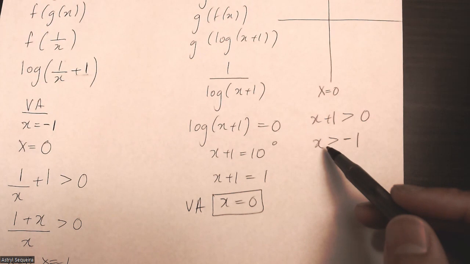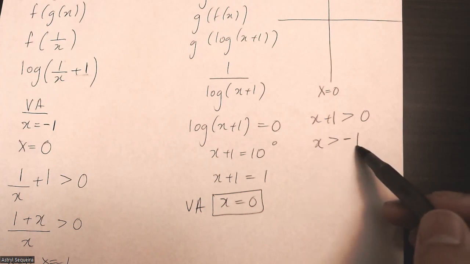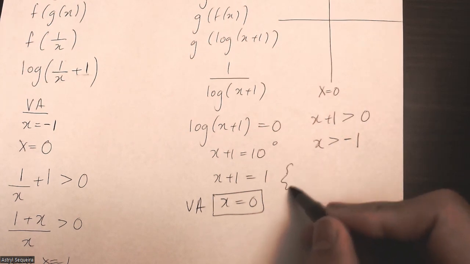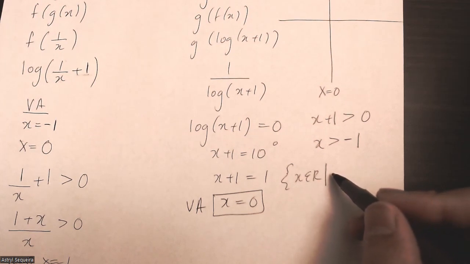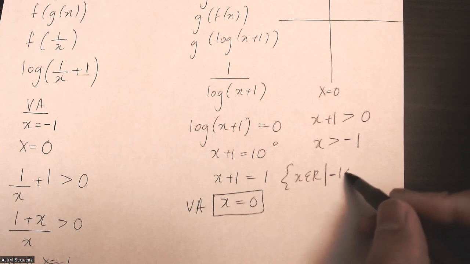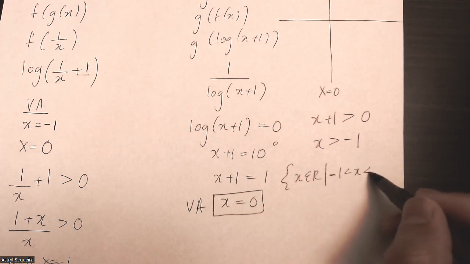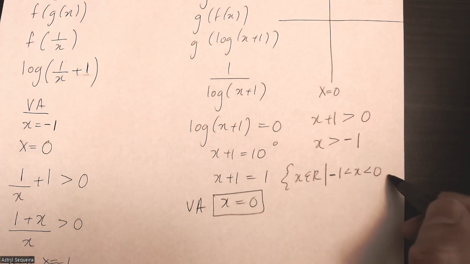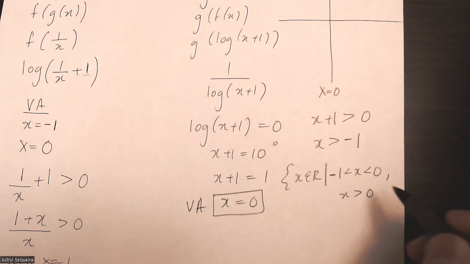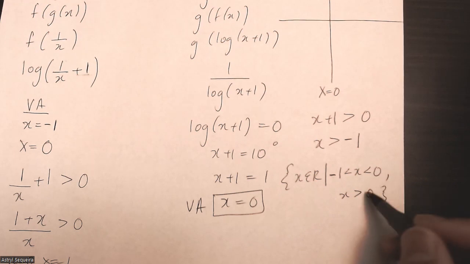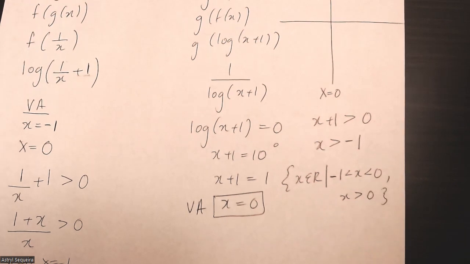Okay, so what does this mean? This means that x has to be greater than negative 1, but it cannot equal 0. So our domain is x, an element of the real numbers, such that negative 1 less than x less than 0, so that's from negative 1 to 0, comma, x is greater than 0. So we go from negative 1 all the way to positive infinity, but we are not including 0 in our solution because 0 is a vertical asymptote.